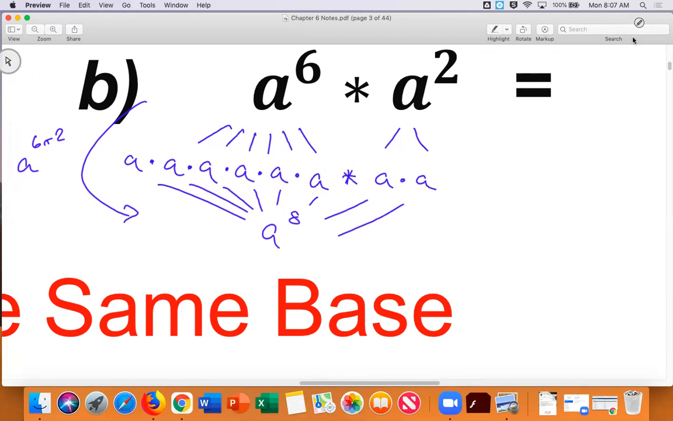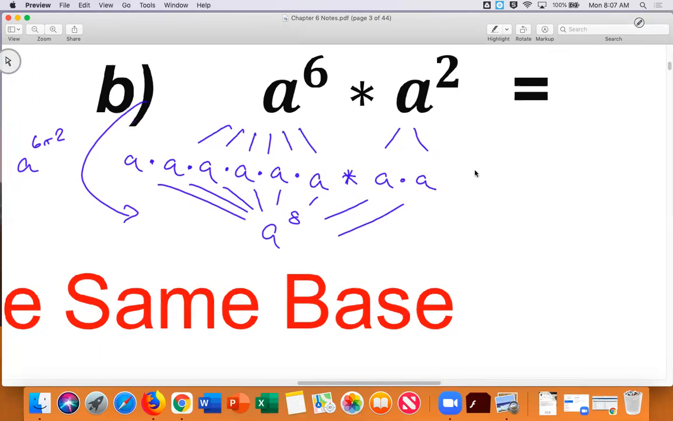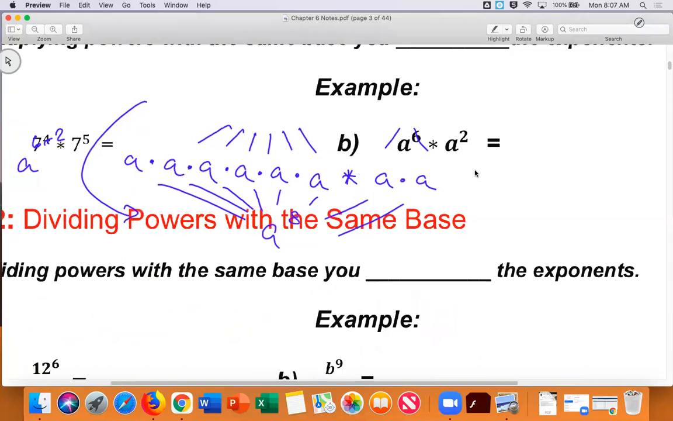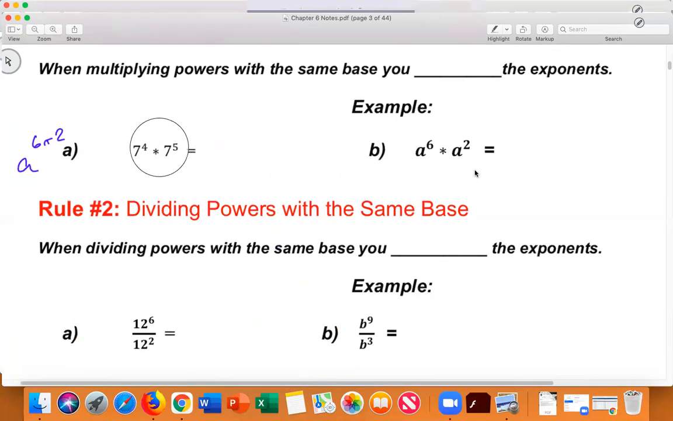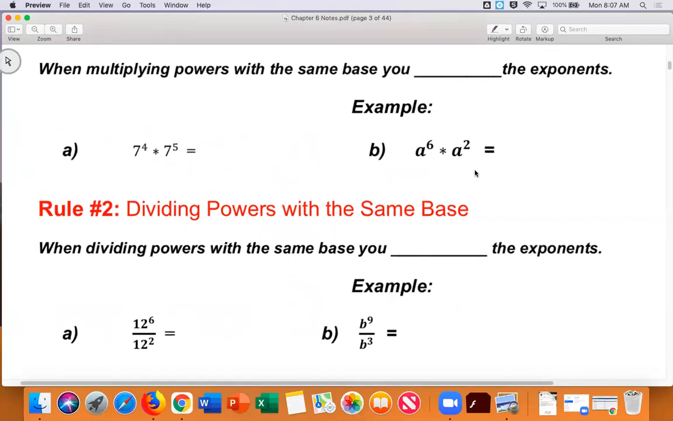Now, let's go back and look at that blank. AJ, what goes in that blank? What word? When multiplying powers with the same base, you add the exponents.